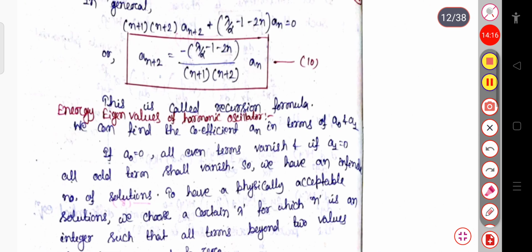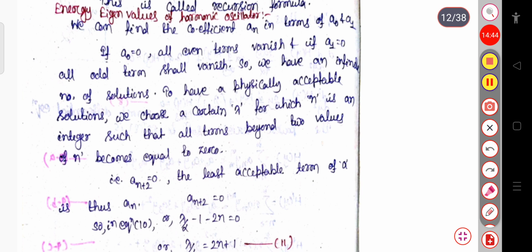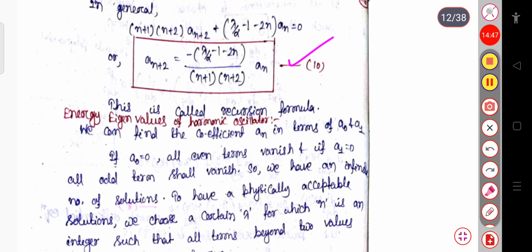So finally solving this equation, we will get a n plus 2 will be equal to minus lambda by alpha minus 1 minus 2n whole divided by n plus 1 whole into n plus 2 into a n. So this is the recursion formula, that is a n plus 2 equal to this much. Now our main aim is to calculate the energy eigenvalues of the harmonic oscillator. So from this recurrence formula, if I write this a naught term to be 0, then all the even terms, that is 0 plus 2 will be 2, then 2 plus 2 is 4, and so on.